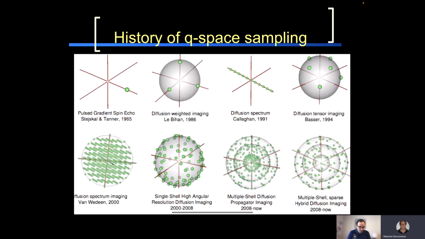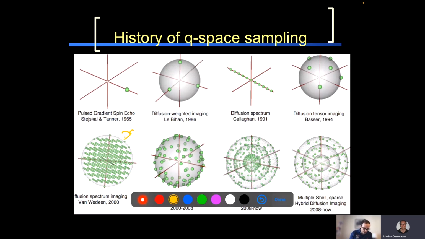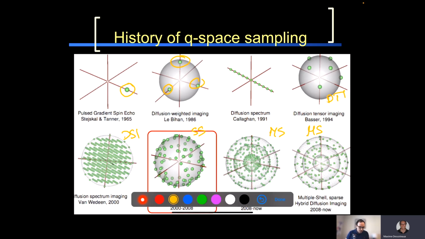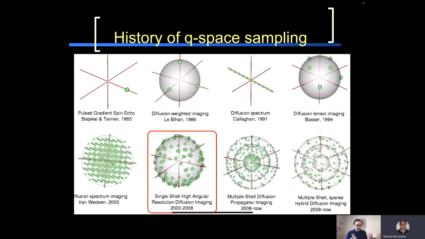This is just another representation, where this is DSI, this is single shell, and these are different multi-shell versions. As opposed to the first row, which is more the classical DWI for one direction, for the XYZ directions, 1D Q-space imaging, or the basic 6-directional DTI. So today we'll mostly be focusing on single shell and a bit of multi-shell data.